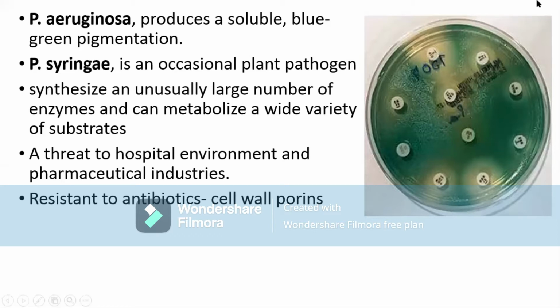So definitely they are also a threat for the hospital environment and in the pharmaceutical industries, in the same way we discussed in the Burkholderia species. But definitely they are much more abundant than the Burkholderia. And the second threat is that they are showing a great resistance to antibiotics, and mostly they have this mechanism that they have cell wall porins, so they need to excrete out. Once they are treated with antibiotics, they excrete those antibiotics out of the cell because of the presence of the cell wall porins. So this is how they display their resistance towards the antibiotics.